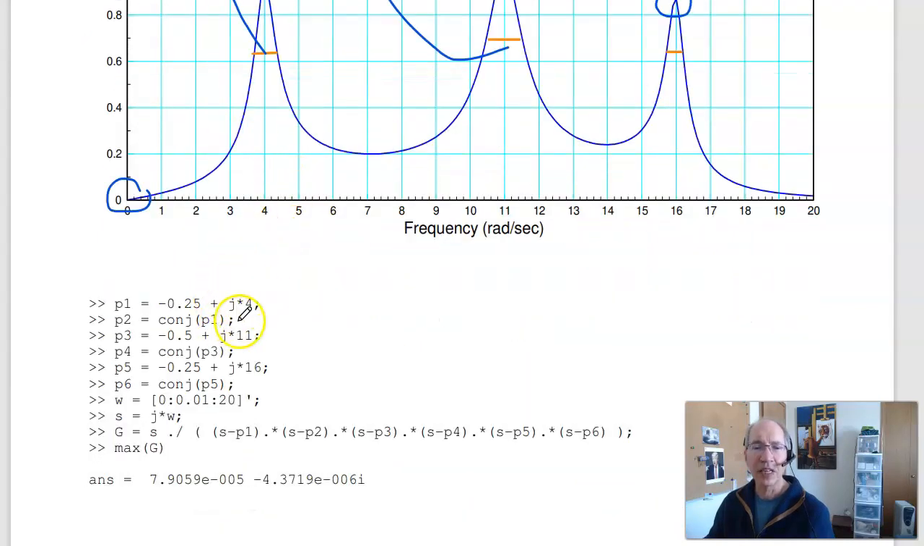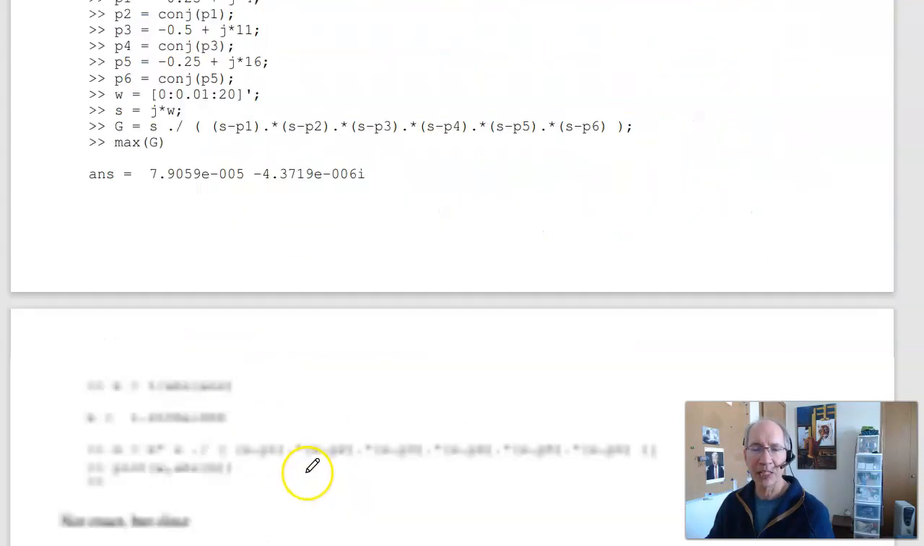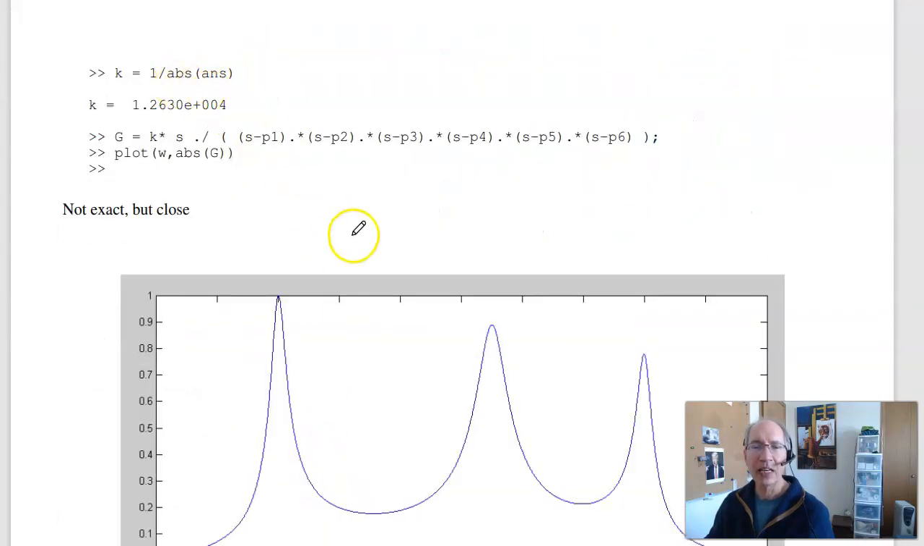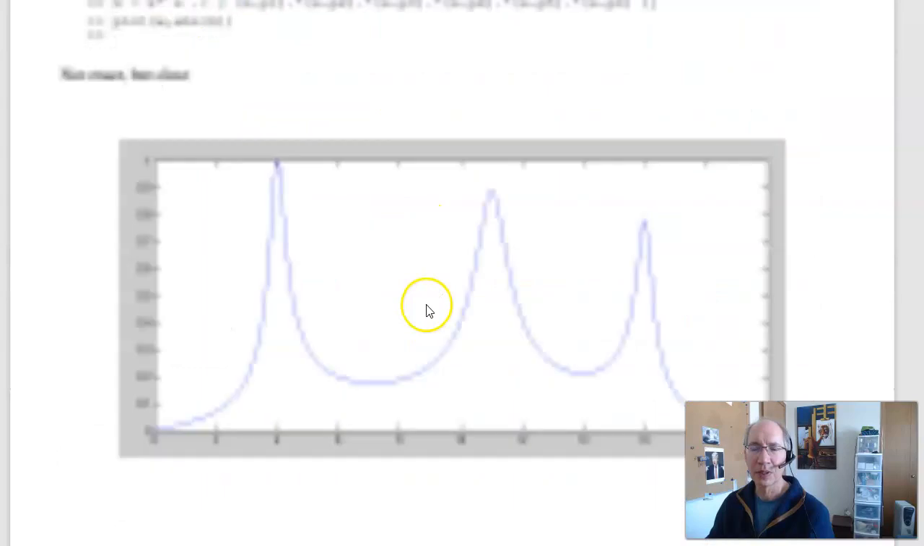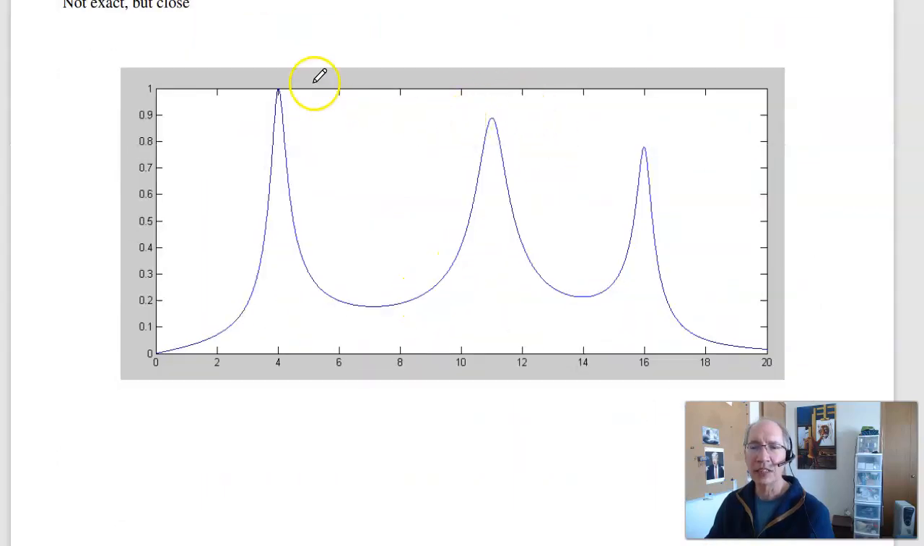I can check. Here's the poles, calculate the gain versus frequency, find the maximum, add a gain k so that the maximum is 1. Kind of match up this curve. And here's what I get. This is a little bit off.